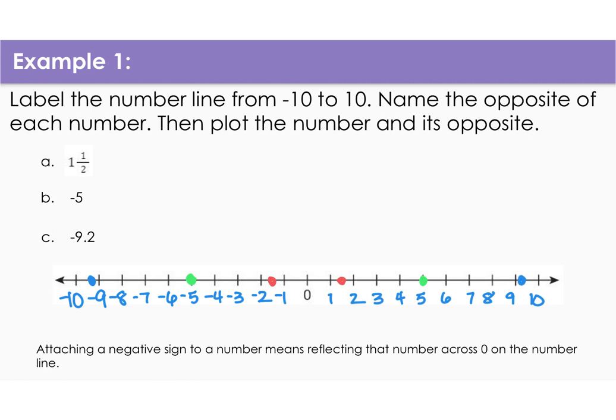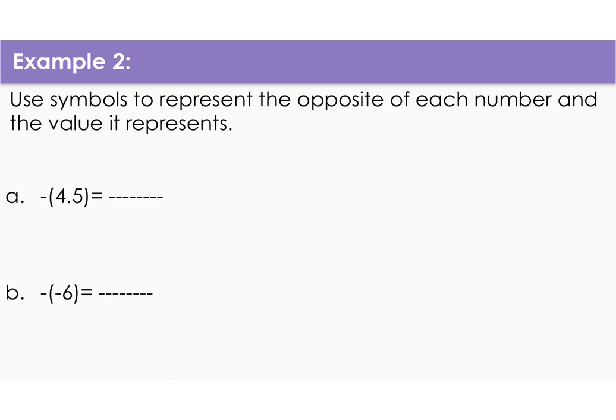Attaching a negative sign to a number means reflecting that number across 0 on the number line. So use symbols to represent the opposite of each number and the value it represents. So this number is -4.5, because there's one negative sign, right? And the opposite of that would be +4.5.